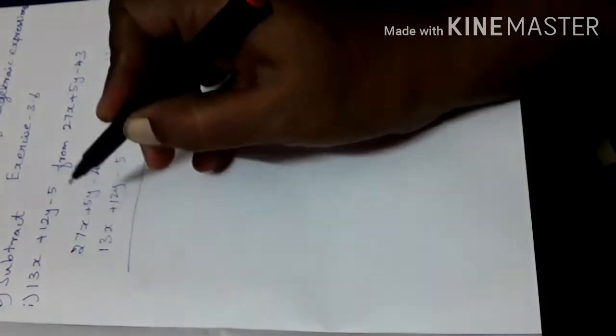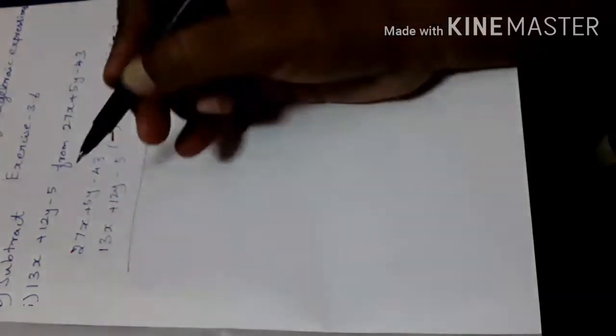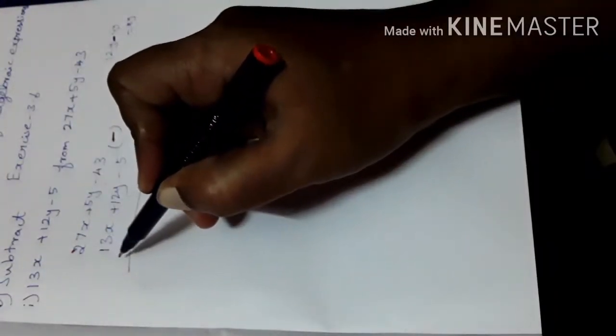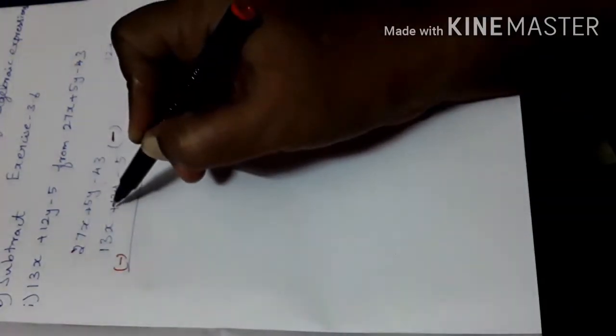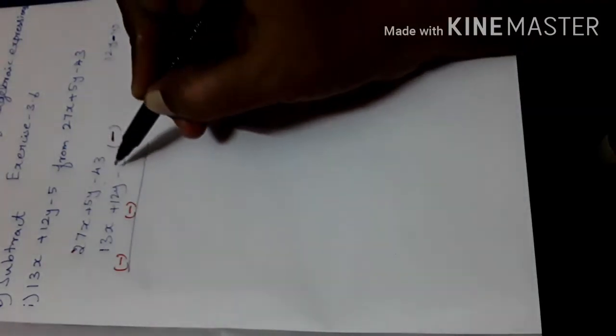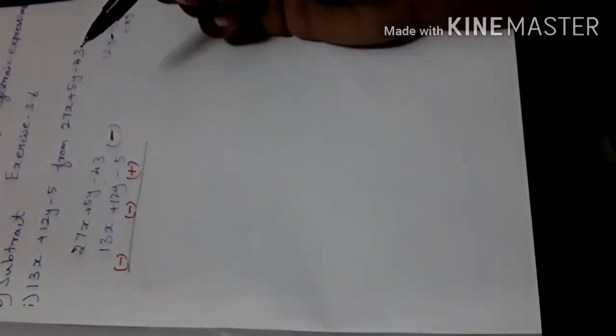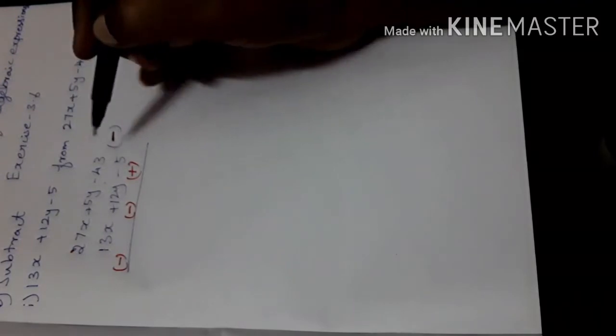What we have to do, it is a very important thing we have to see, that is we have to change the symbol when we do algebra subtraction. If we have to subtract, plus changes into minus, minus changes into plus. See here, plus 13x means the symbol will change to minus. Here plus 12y means the symbol will change to minus. Here minus means now plus. So the first step, we write the like terms. Next step, for the subtraction, you have to change the symbol.